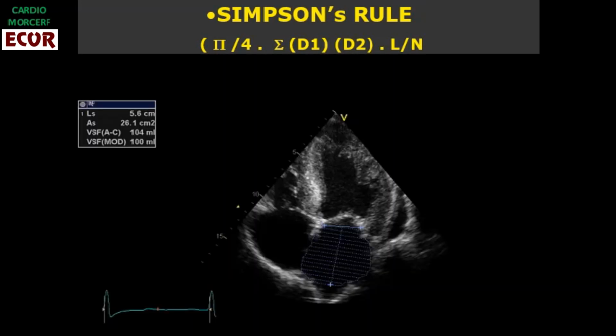Here it is. The echo machine will give us the length, area, and the volume calculated by the area length and by the modified Simpson rule. In this case, one single plane was used.